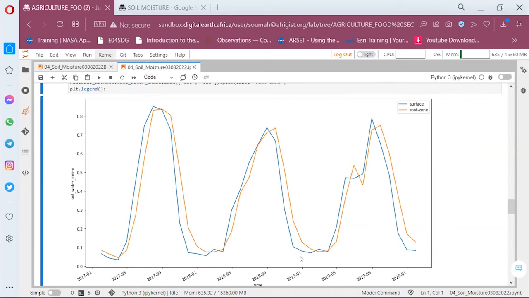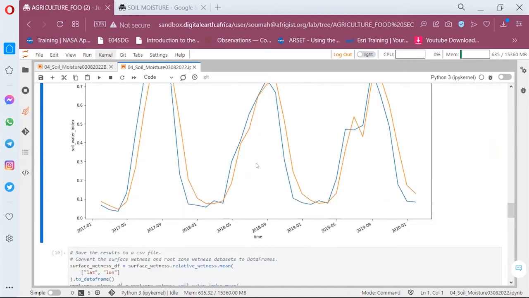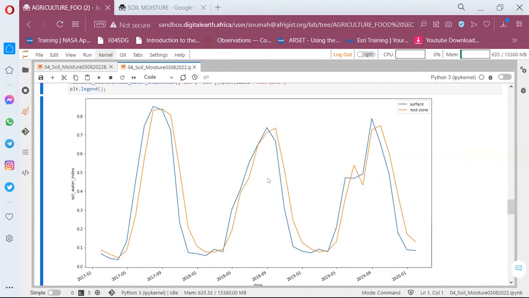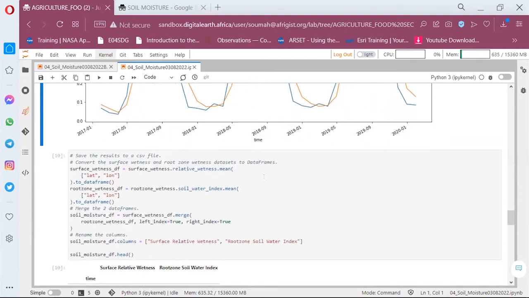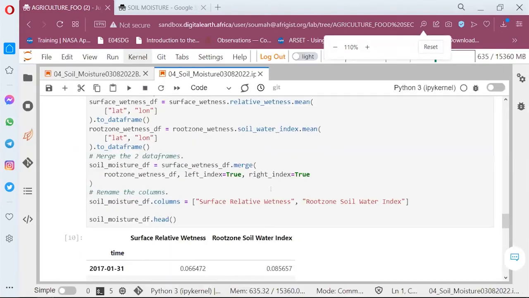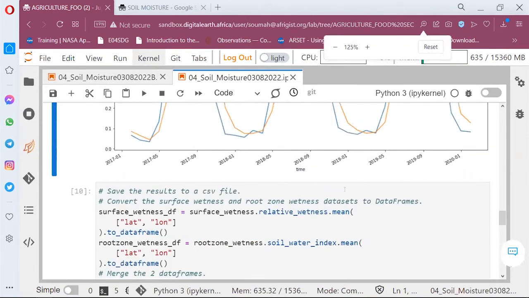So you see that there is a shift between surface wetness and root zone wetness. As long as the root zone is wet, the plant has water to absorb, enabling photosynthesis and phenology to take place. I will go back to the following.